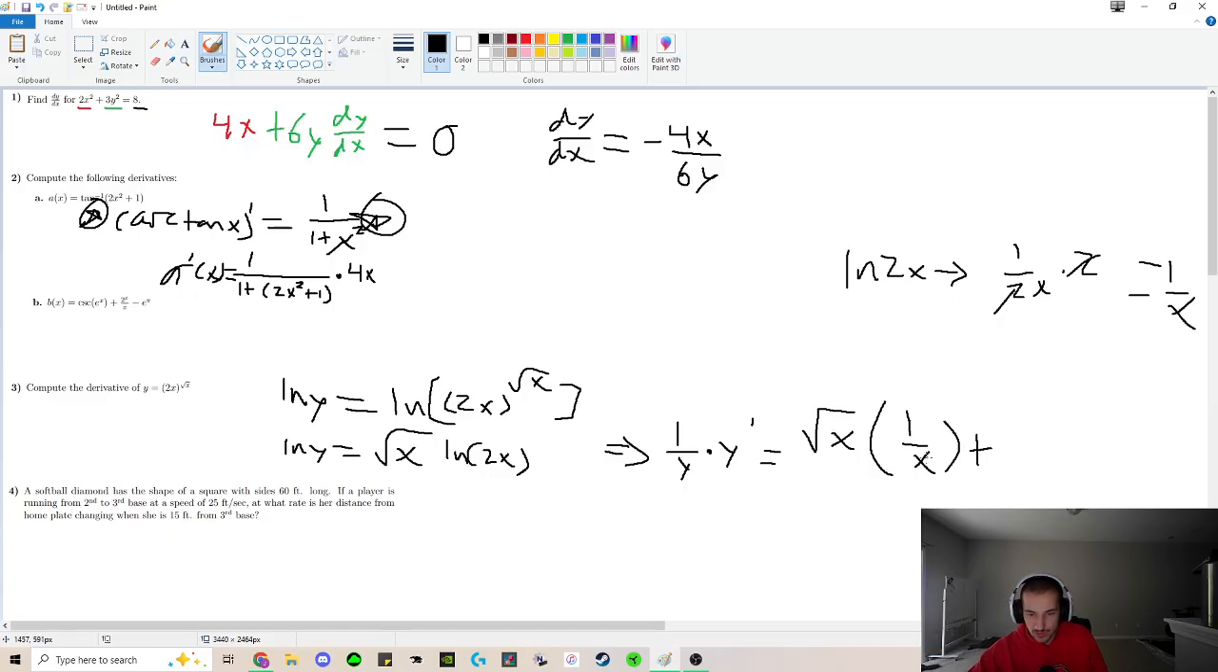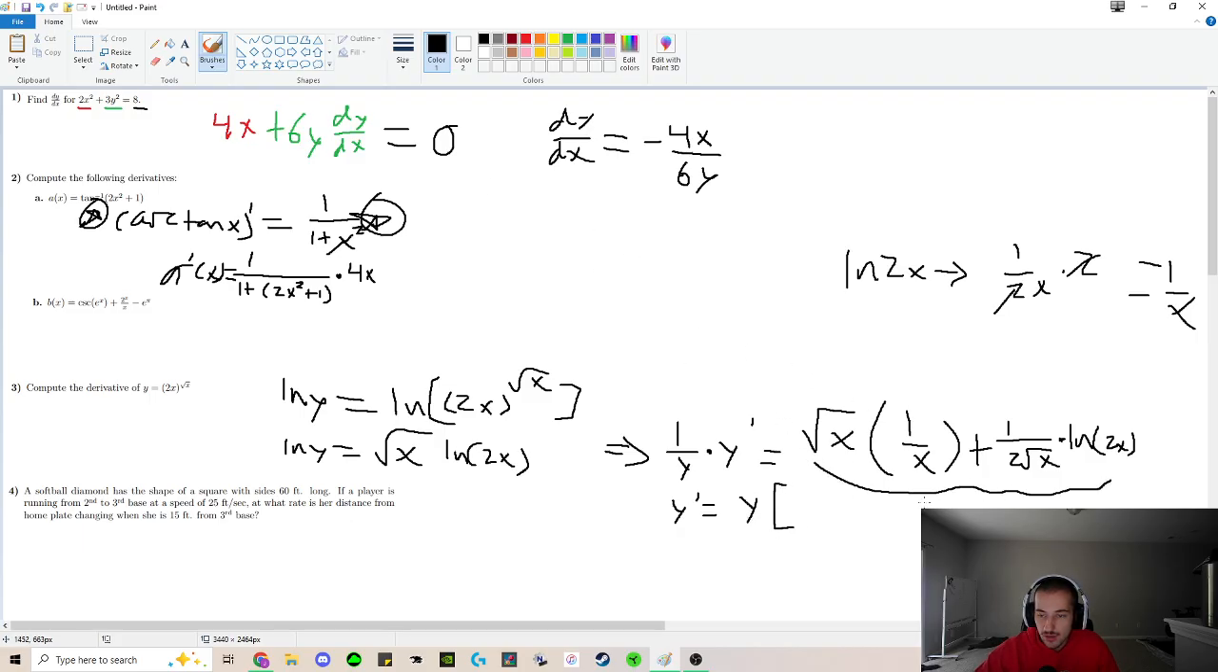Okay. So root x times 1 over x plus we've got the derivative of root x, which is x to the 1/2. We're going to have 1 over 2 root x times the other guy, ln of 2x, right? This here is our answer. And then finally, to solve for y prime, now we say that y prime is y times this whole quantity here. But what is y? This is our final step. y is this guy, 2x to the root x. So once we do that, then we're done.